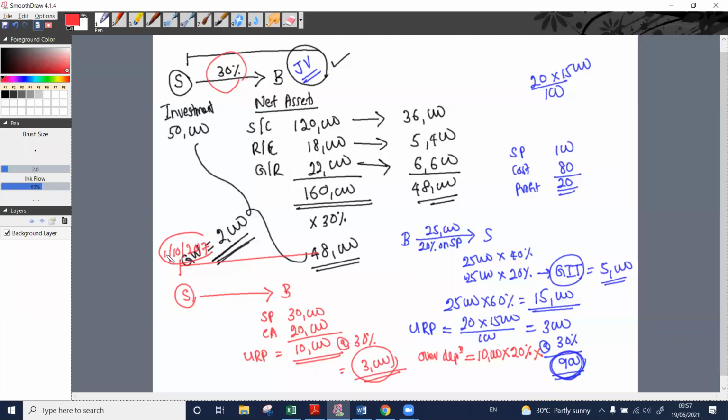The transaction takes place on 1st of October 2017. Our year ends on 31st March 2018. So for how many months has the extra depreciation been shared? From October 1st to March 31st, only 6 months. So what is the over depreciation amount? 10,000 into 20% means 2,000. Half of 2,000 is 1,000.